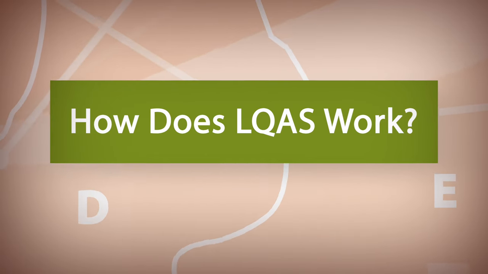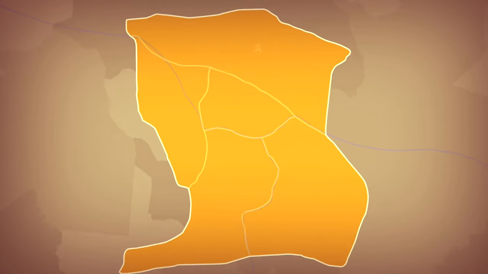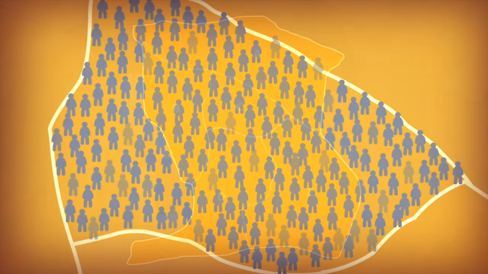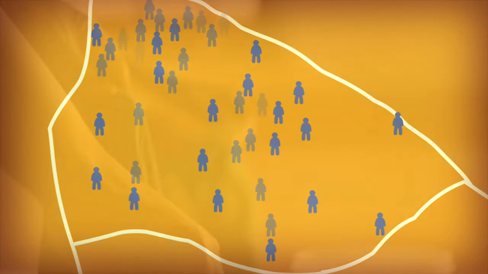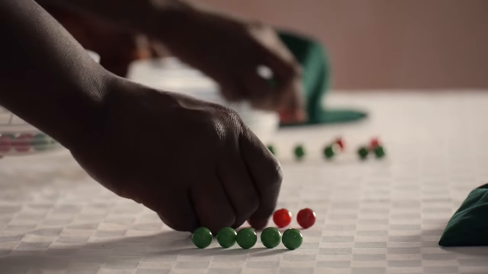How does LQAS work? When you're monitoring your health programs, you have to be confident you know which areas are meeting their targets and which are falling well behind. For LQAS, we use the same random sampling technique, but instead of taking a sample of 30, we're going to take the smallest possible sample that we need to give us the information we need.